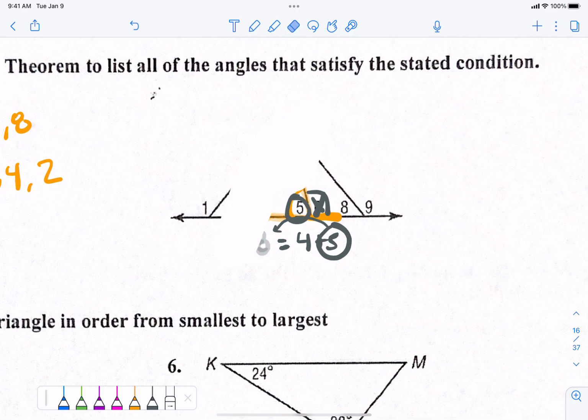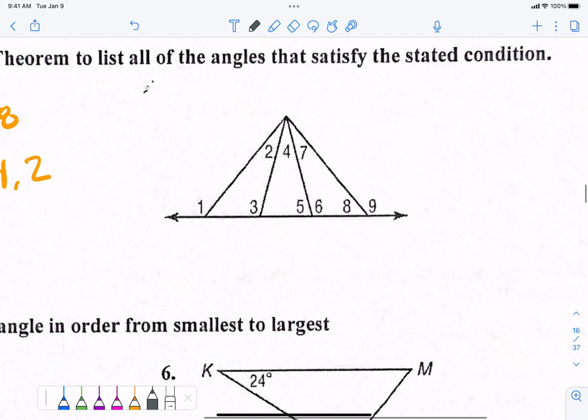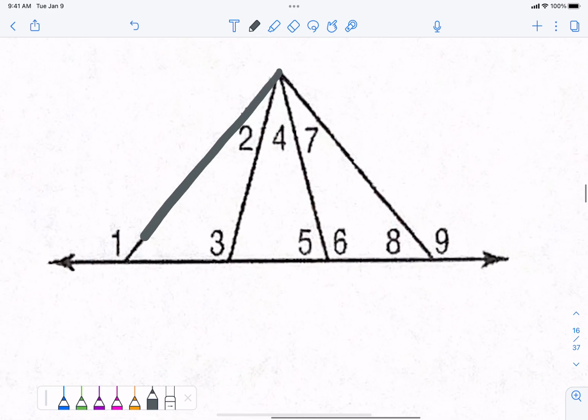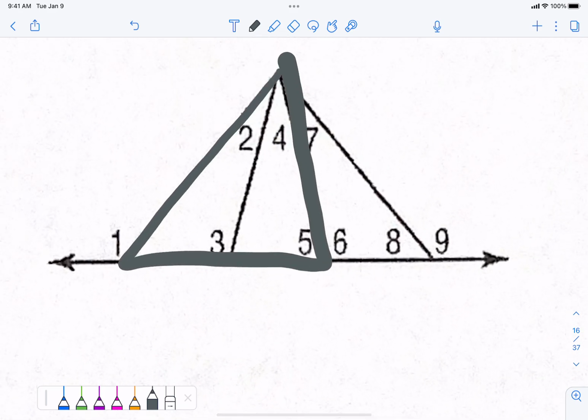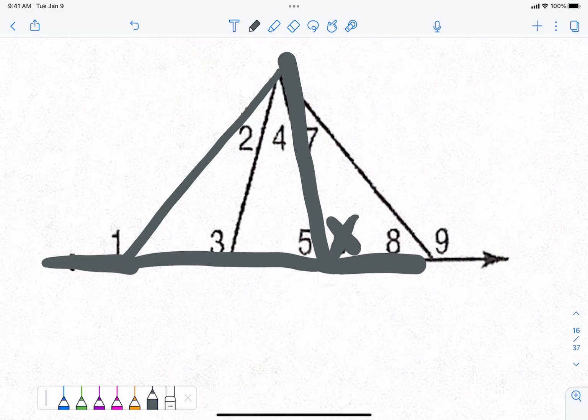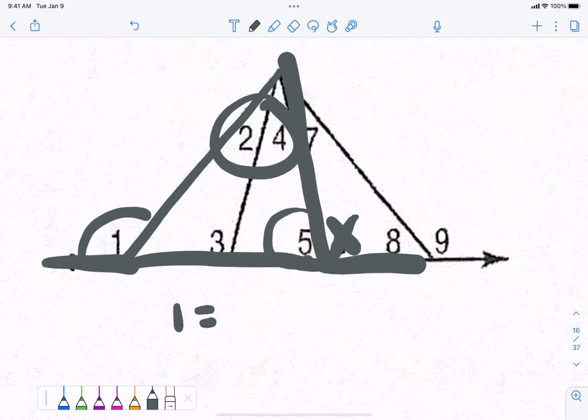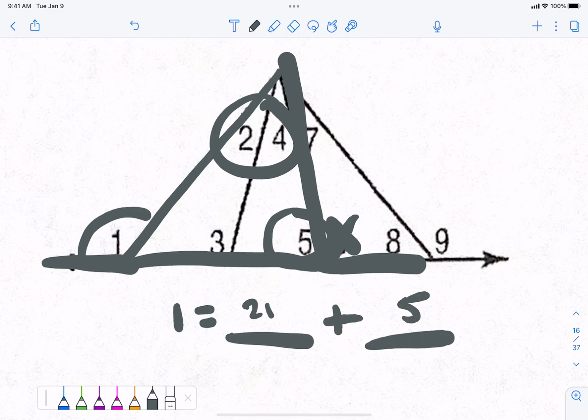Okay? Alright, now let's look at this triangle right here. Angle 1. Okay? So 6 is exterior, but we're not going to talk about 6 because 6 touches 5. Angle 1 is exterior. What angles do you add together to make angle 1? 2, 4, 1. This one and this one. 2, 4, 5. So this one plus this one. 5 and then 2 plus 4.